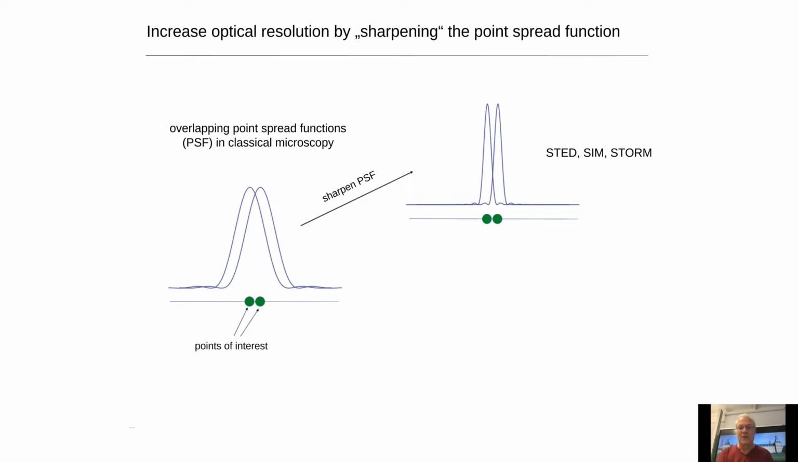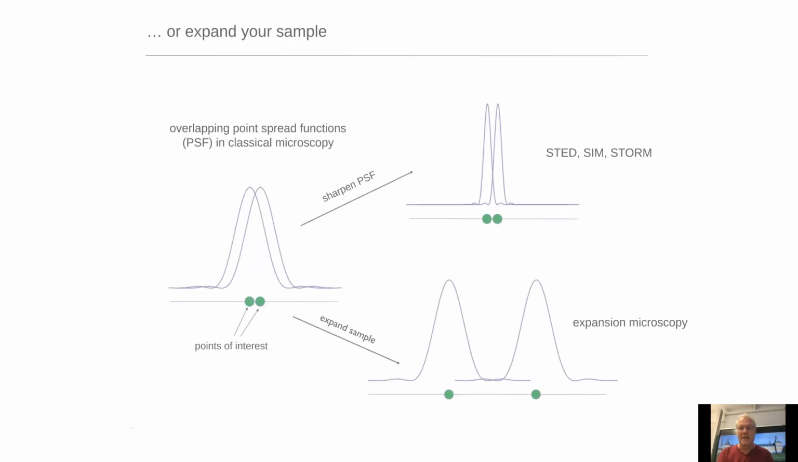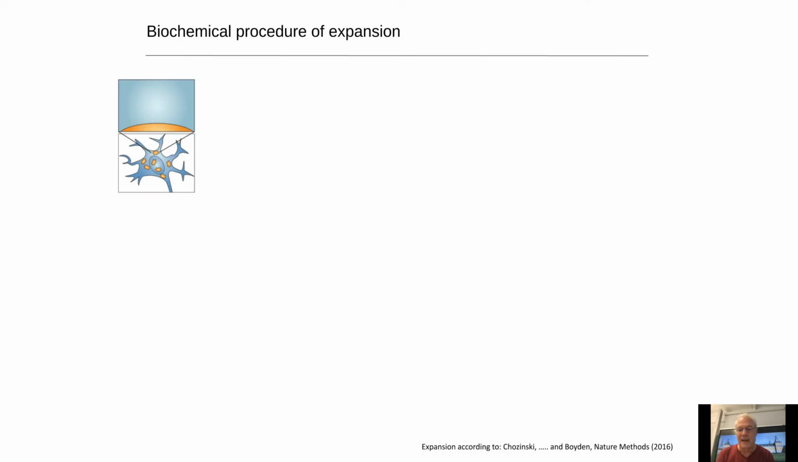So what you can also do to solve that problem is not to sharpen the PSF, but simply to expand the sample. In that way, you guarantee that the distance between the points of interest becomes large enough to be resolved. That technique was invented some years ago and was introduced by the lab of Ed Boyden.